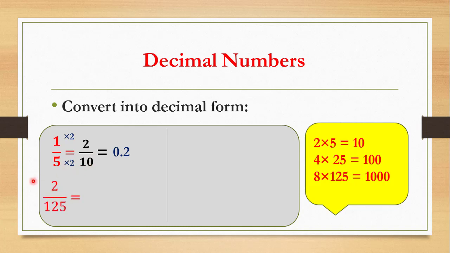Another one, 2 over 125. 125 times 8 equal 1000. So I'll multiply up and down by 8. Multiply 2 by 8 and 125 by 8. 2 times 8 is 16, so we have 16 over 1000 or 0.016.